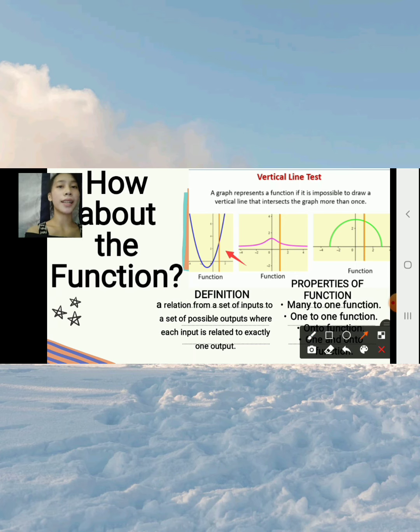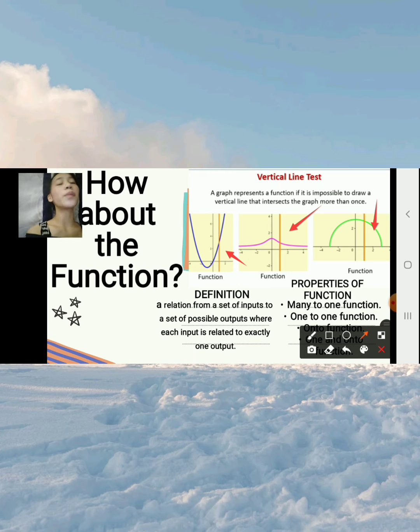We draw a vertical line at this graph. As we observe, it hits only one point, so it means that it is a function. But if it hits 2 points, then it's not a function. So number two is also a function, the same as this. That is all, that's our example of a function.